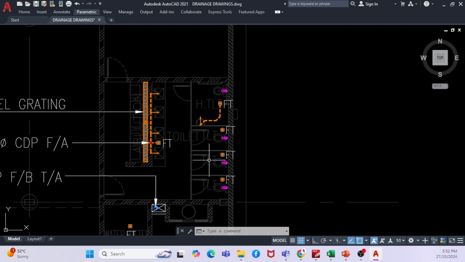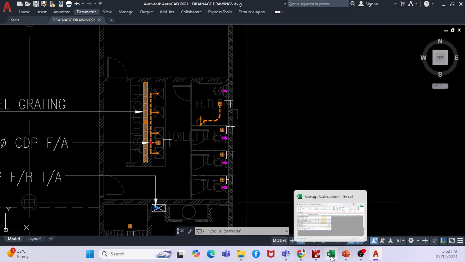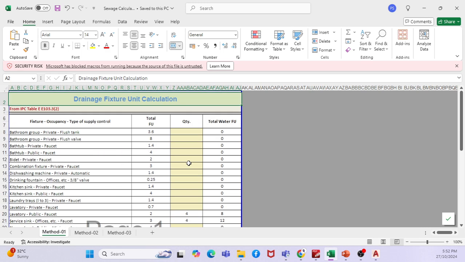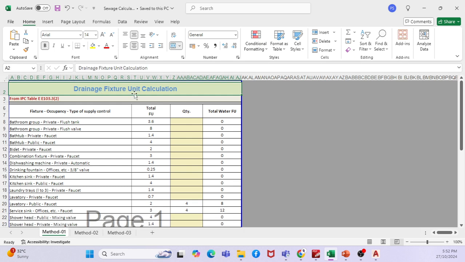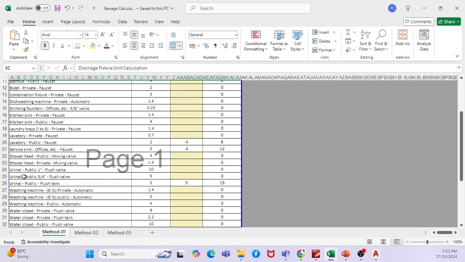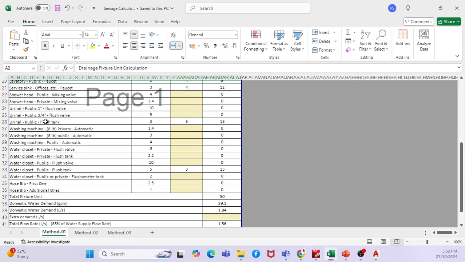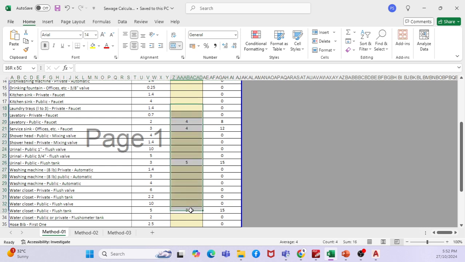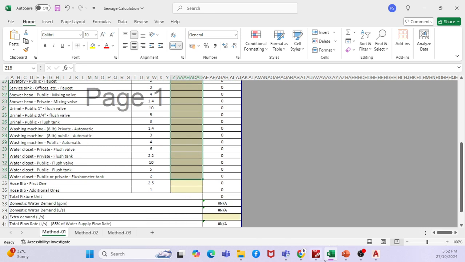So how to do the calculation for the DFU? There is a calculation sheet. Based on this calculation sheet, you have a drainage fixture unit calculation based on IPC, right? You have different plumbing fixtures, fixture types: bathroom group, kitchen sink, then you have a urinal. There are different types of fixtures, okay. So this quantity, you are going to enter based on the project, right?